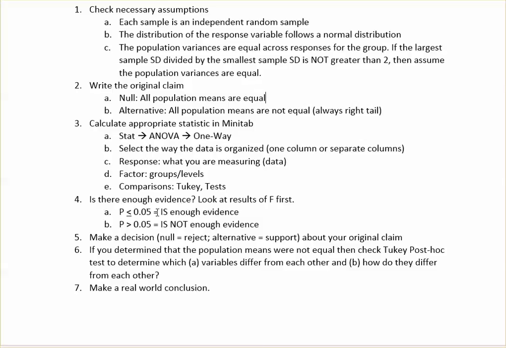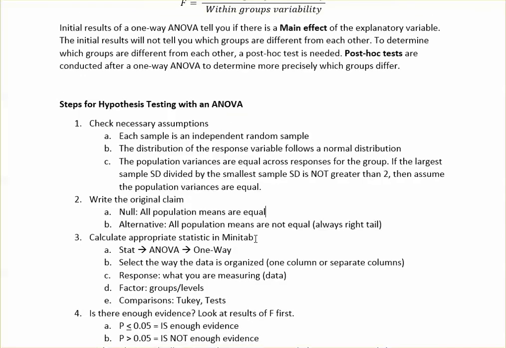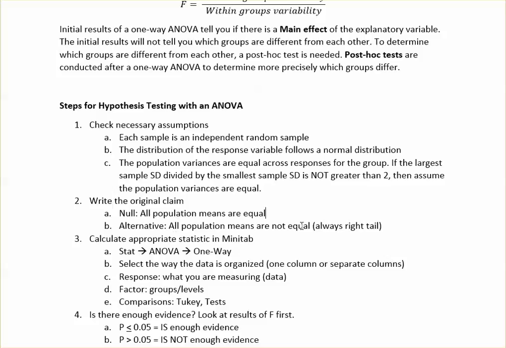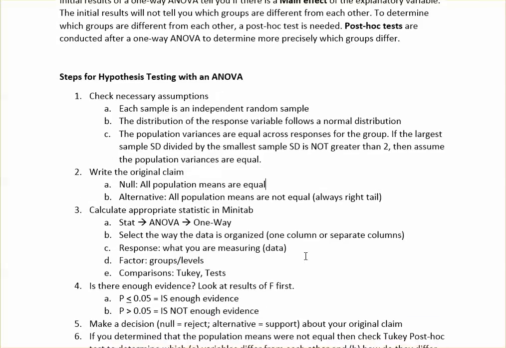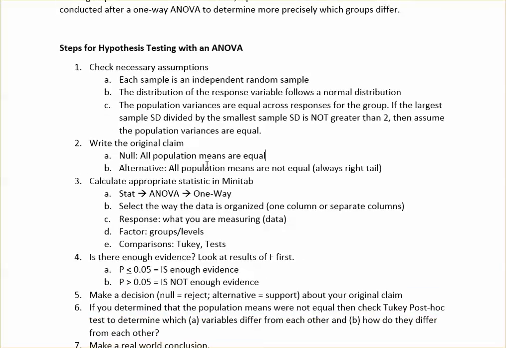If p is less than alpha, there is enough evidence. If p is greater than alpha, there is not enough evidence. And this is basically the same thing as before. Make a decision: null is reject, alternative is support, your original claim. That's if you determine there is enough evidence to support that all population means are not equal, or if there is not enough evidence to reject.